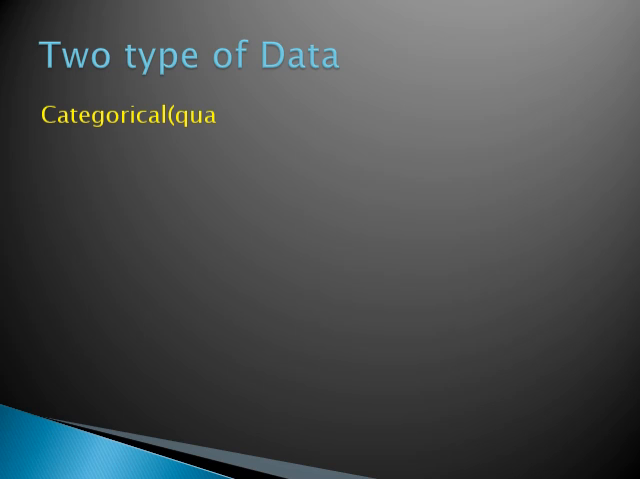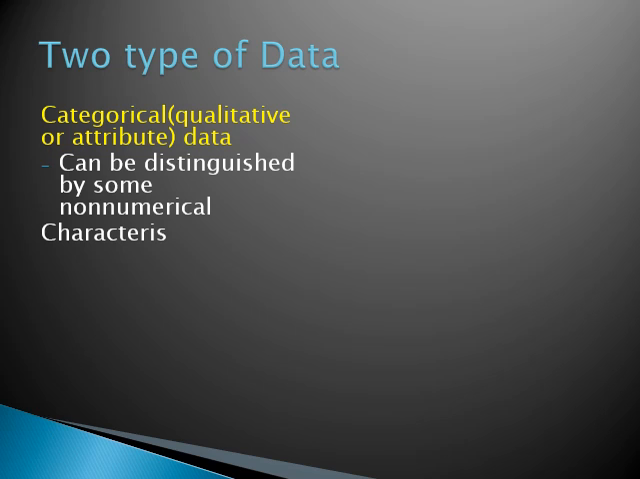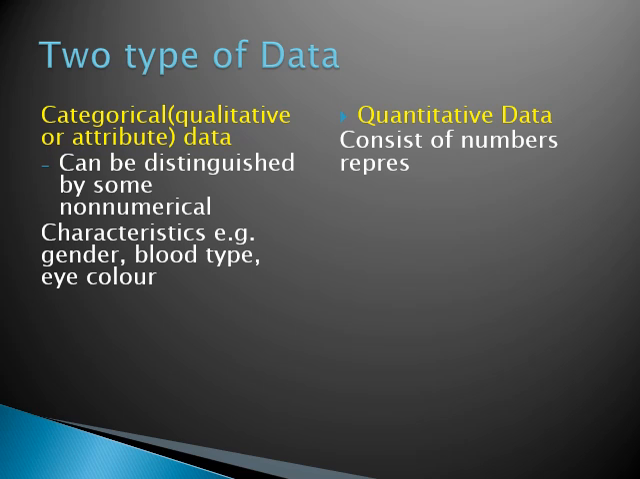There are two types of data. There is what we call categorical or qualitative data. This is the one that can be distinguished by some non-numerical characteristic. This could be maybe a blood group. Your blood group is not described in terms of numbers. But quantitative data consists of numbers that represent something. It can be a count or measurements.